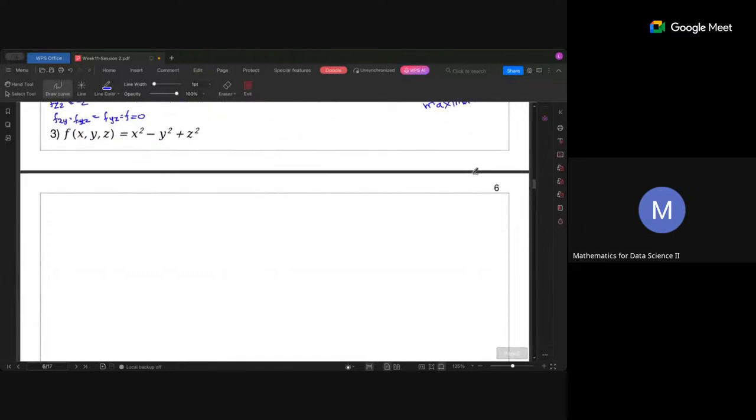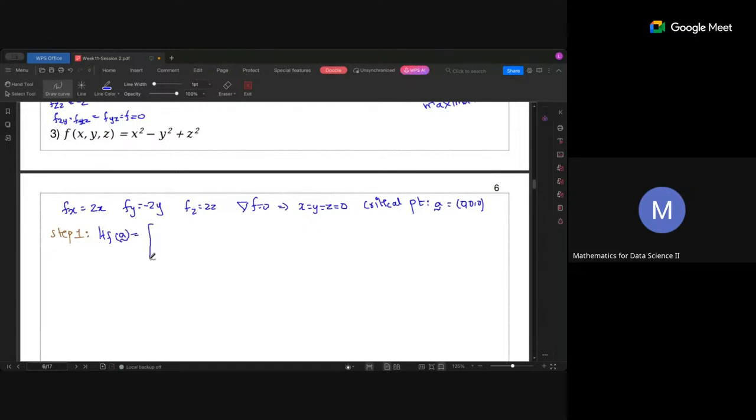Now let's look at this problem and do the same process again, finding and classifying the critical points. Now, what is fx? 2x, fy is minus 2y, fz is 2z. So it is obvious that the only critical point is again (0, 0, 0). So the only critical point you are having is a tilde equal to (0, 0, 0). Right, and now we have to find the Hessian matrix. So let's write step 1. You have HF at a tilde.